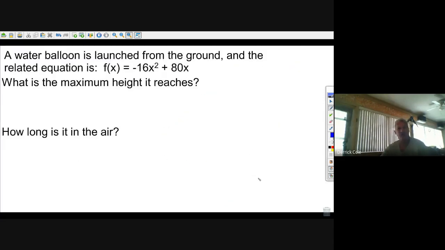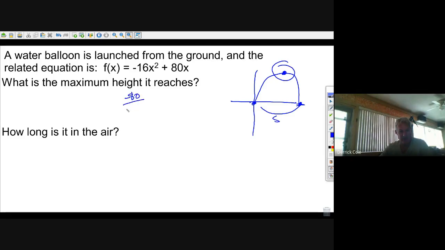Okay, a water balloon is launched from the ground, and the related equation is f of x equals -16x squared plus 80x. So it goes like this. All right, so what's the maximum height? That's going to be right here. And how long is it in the air? That's the seconds here. So the maximum height is what you just did. -b over 2a. -80 over 2 times -16.